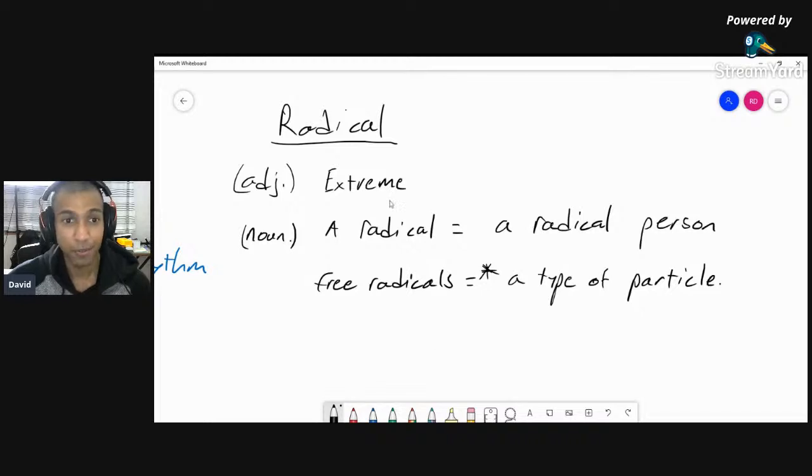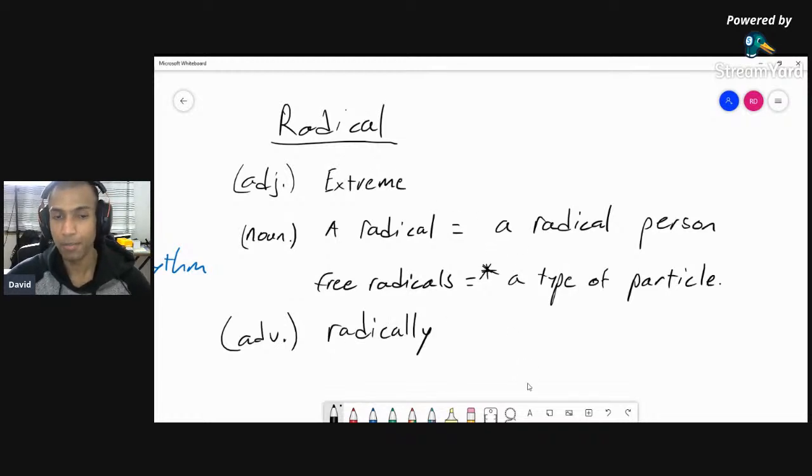All right, and of course, if we want to use the word radical as an adverb, instead of saying radical, so this is the adjective form, as an adverb, the word would become radically. So when we say that something is radically different, it means it's extremely different. It's very different to another thing. So we could say, for example, apples and oranges are radically different fruits. Okay, there we go.